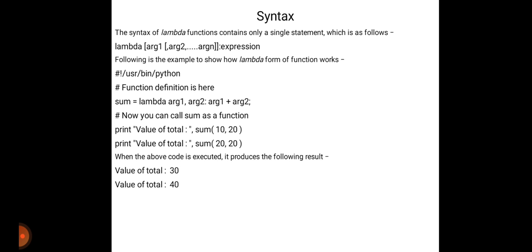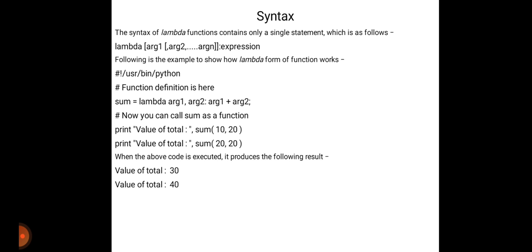The syntax of lambda functions contains only a single statement, which is lambda argument 1, or again in brackets argument 2 up to argument n, with an expression. Following is an example to show the lambda form of the function, that is hashtag user bin Python. Function definition is here. Sum equals what? Lambda argument 1, argument 2: argument 1 plus argument 2. Now you can call the sum function. The sum function does an addition, so print the value of total. Total means the sum of 10 and 20.